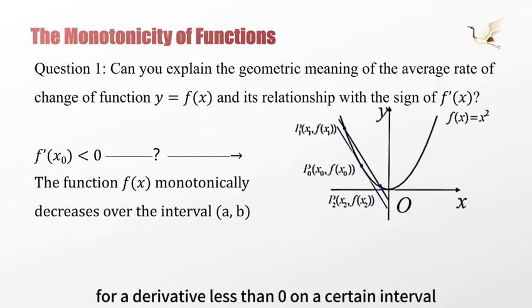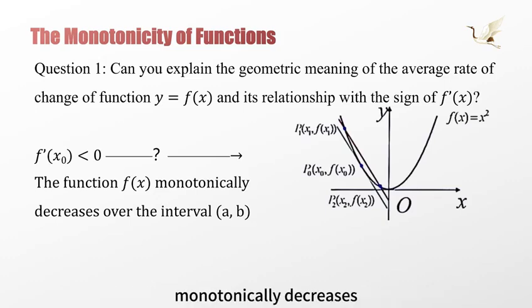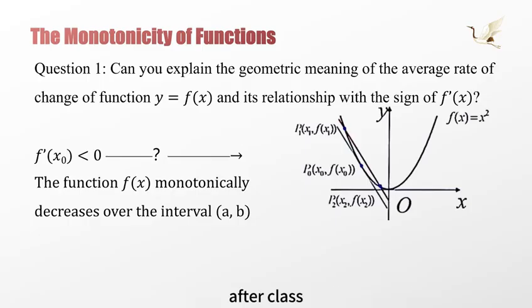Similarly, a derivative less than 0 on a certain interval indicates that the function monotonically decreases on this interval. The proof is similar. Everyone can use their own analogy to verify it after class.